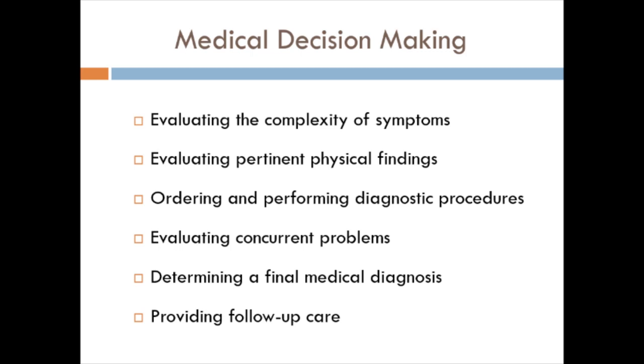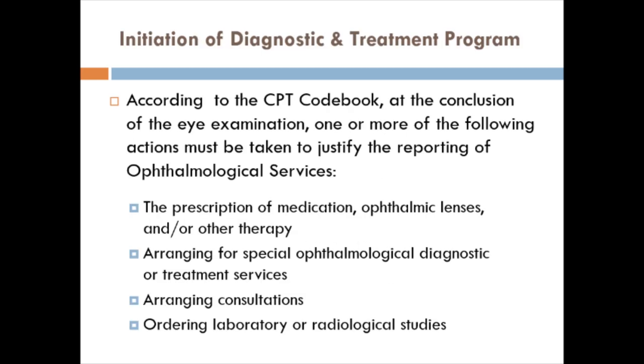So now you've done all this exam. You've looked at all the different parts of the eye, you've looked at their face, you've done all kinds of sensory motor stuff, checked their fields, made decisions, and now you come to this last service component, the initiation of a diagnostic and treatment program. Again, this is at the conclusion of the exam. One of those four bullets has to occur for you to be able to report an ophthalmological service, a medical eye exam, either a comprehensive or an intermediate exam. At the end of the exam, one of these four things has to happen.